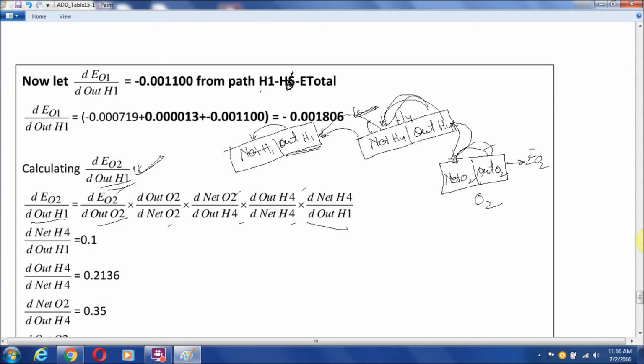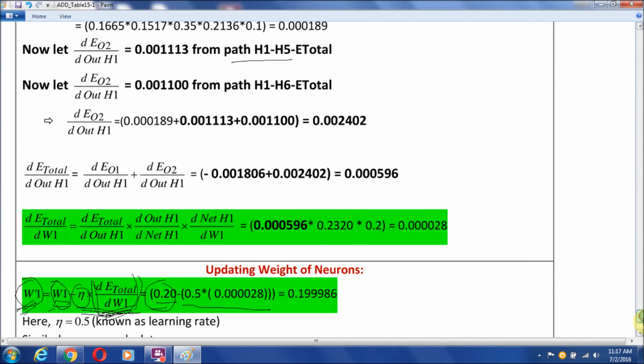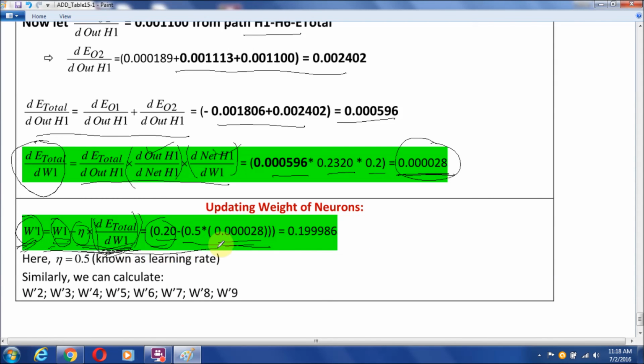For most of them, we can easily get the solution that we calculated earlier. So we just put the calculated solution here. This is our result when we take the path from H1 to H5, this is the path result when we take the path from H1 to H6, and this is the final error. So our E total will be this. So this is the total error. Now E total with respect to W1 can be calculated by using this formula. These two I have already calculated. So we just put this in, and after applying this error calculation formula, we get the updated weight of W1. So this is the way.